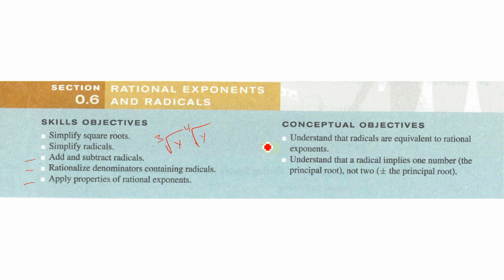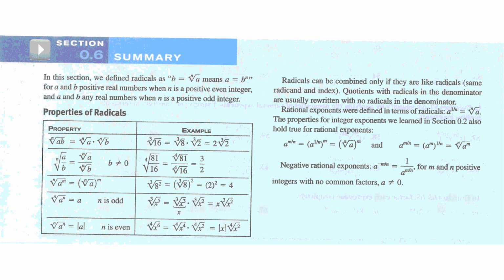All right, then we're going to understand that radicals are equivalent to rational exponents. So x to the 1/2 is going to equal the square root of x. We're going to talk more about that and understand that a radical implies one number, the principal root. So the square root of 49 is equal to 7, not plus or minus 7. And we're going to talk about that more in detail in just a second. But first, let's look at the summary page so you can get all your formulas down. These are the big ones. So if you want to pause the video for a second and get that, you certainly can.